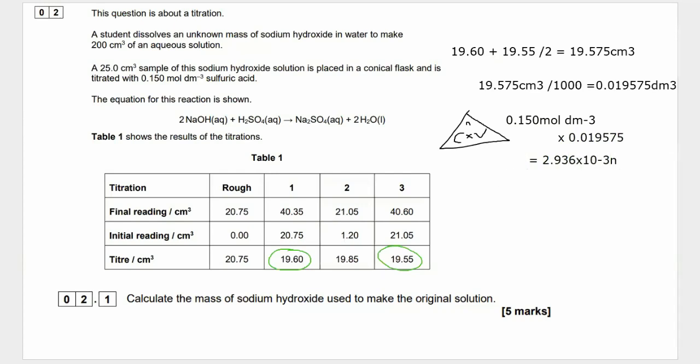Now we need to find our moles of sodium hydroxide. You can see from the equation that the ratio is 2 to 1. Sulfuric acid's diprotic, so you need 2 sodium hydroxides, or 2 hydroxide ions, for each acid molecule. So we've got a 1 to 2 ratio, which means we're going to double these moles by 2 and get the moles of sodium hydroxide that neutralize the acid. And we've got 5.87 times 10 to the minus 3. Now, that's our moles of sodium hydroxide in the 25 cm³ sample.